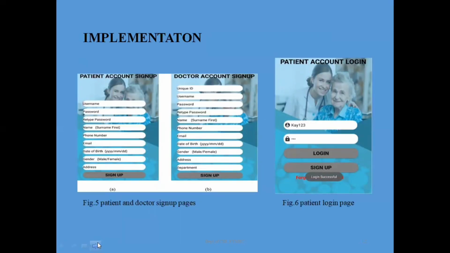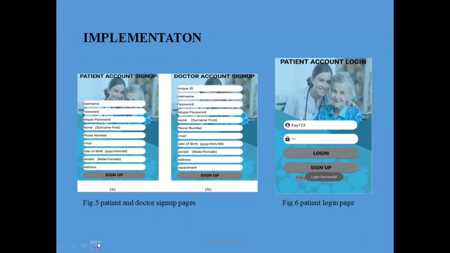Figure 5 shows the patient account sign up and doctor account sign up pages respectively. There are similar fields for both users, but the unique ID and department fields in the doctor account sign up make the difference between the doctor and the patient. Each doctor of a hospital has a unique ID, which must be entered for a successful registration. A doctor must also belong to a department in the hospital.